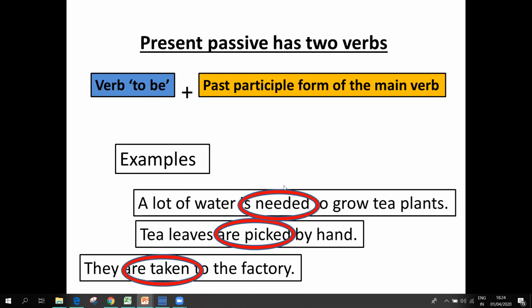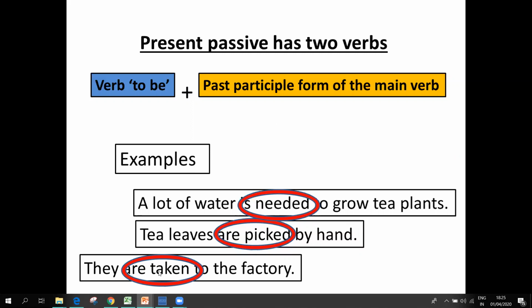But did you notice the difference here? In these two sentences, the past participle form of the verb is the same as the past form of the verb. For example, look at the word needed. Need is the infinitive, needed is the past simple form, and again, needed is the past participle form, the third form of the main verb. It's the same with the word pick. Pick, infinitive, picked, past simple, picked, past participle form.